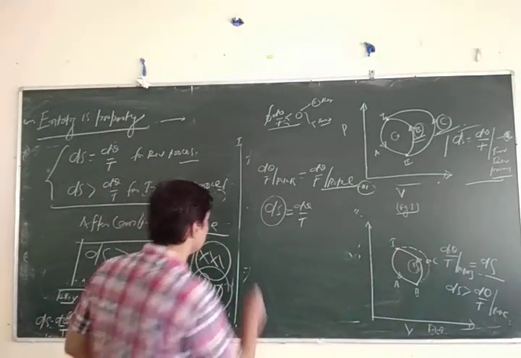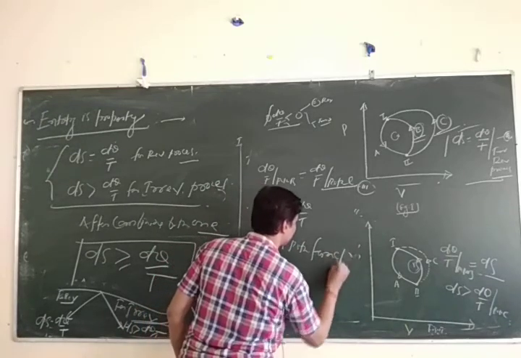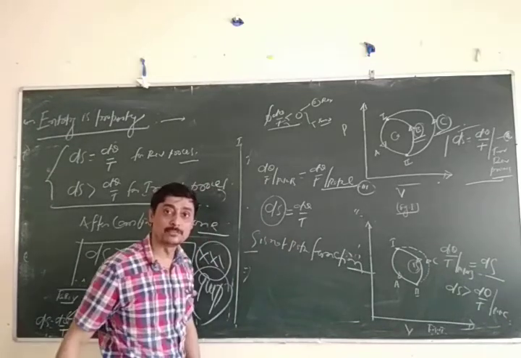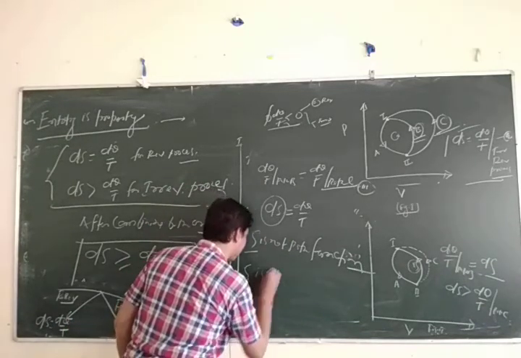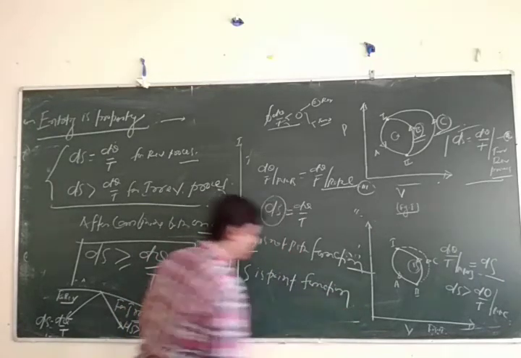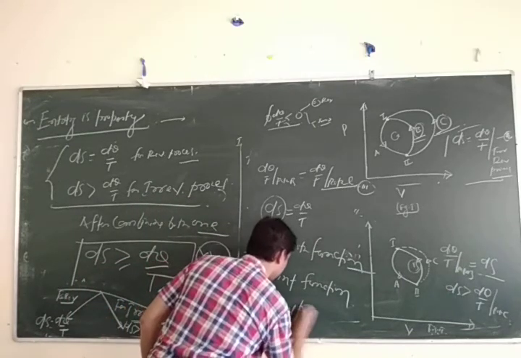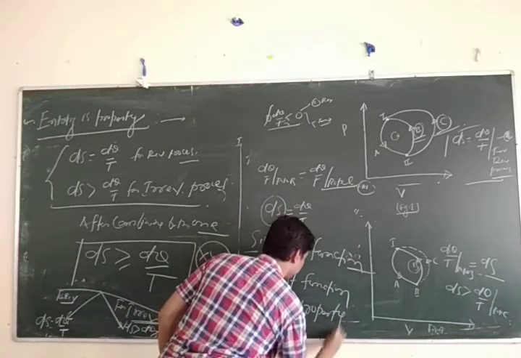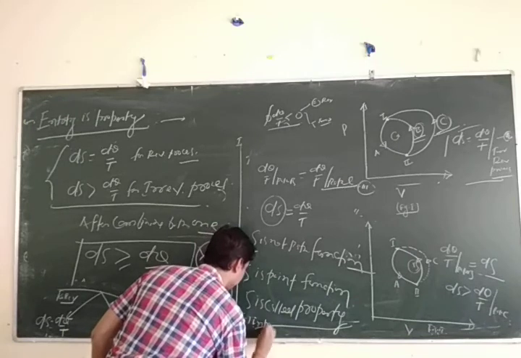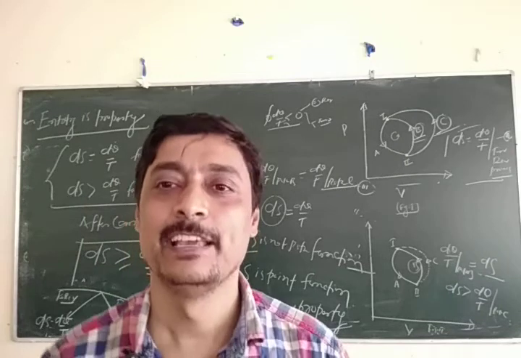That means S is not a path function. It does not depend on path, so S is not a path function. Therefore, you can say that S is a point function. Since this is a point function, S is called entropy. Therefore, it can be said that entropy is a property.